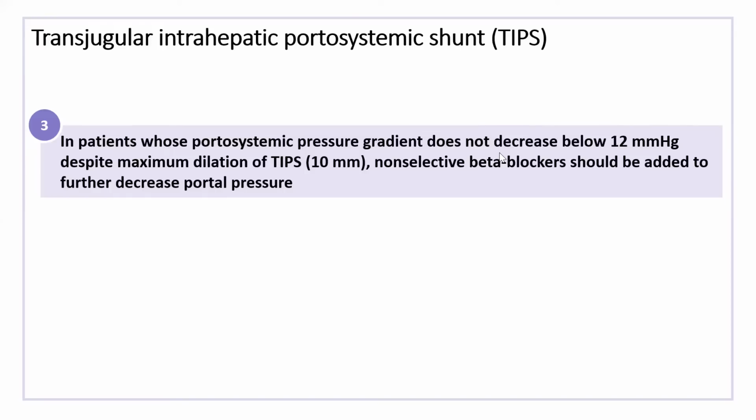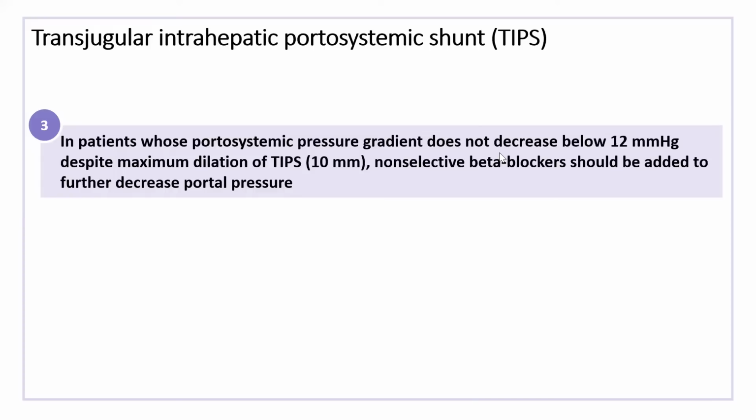Also, I think there is a study that follows patients with TIPS for at least 2 years, and it shows that patients with the higher portosystemic pressure gradient have had greater complications, like there was a 35% risk of ascites and variceal bleeding as compared to those who had a gradient below 12 millimeters of mercury, where only 5% of patients had these complications.